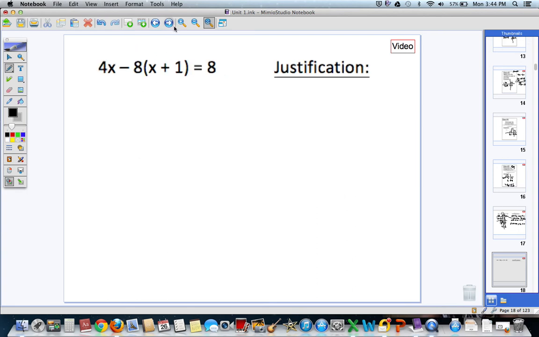Next one. Again, we're going to have justification in this one. 4x minus 8 times parentheses x plus 1 equals 8. So the first one we're doing, we have parentheses, so we do the distributive property. So I get 4x, negative 8 times x is a negative 8x. Now I have negative 8 times 1. Negative 8 times 1 is a negative 8. You also can write a plus a negative 8 if you want. We still have our equals and then our 8. So my justification for this step was the distributive property.